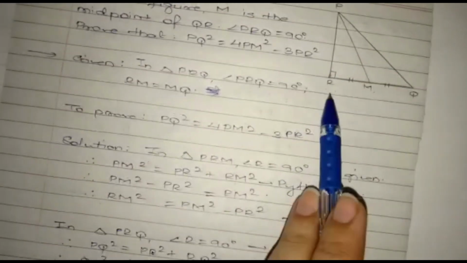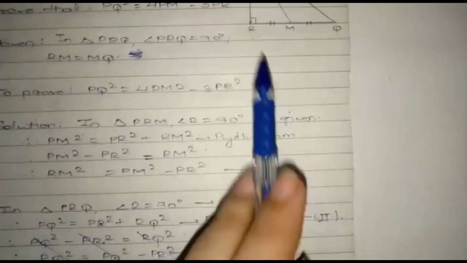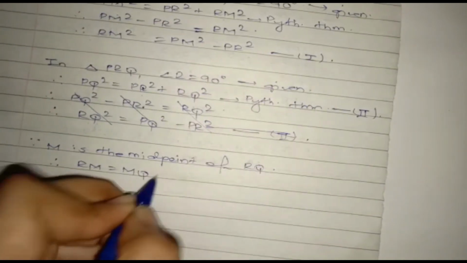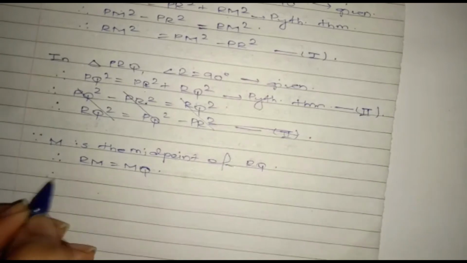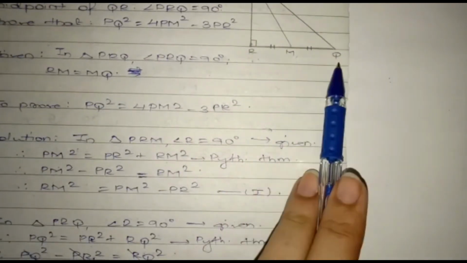It is given that since M is the midpoint of RQ, therefore RM and MQ are equal. Therefore RM is equal to MQ. Therefore we can write RQ is equal to RM plus MQ.